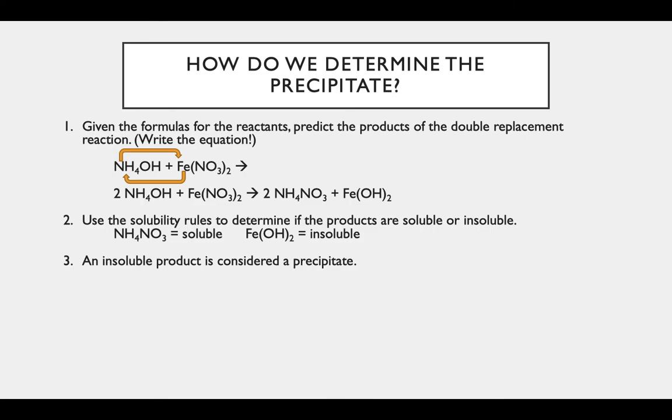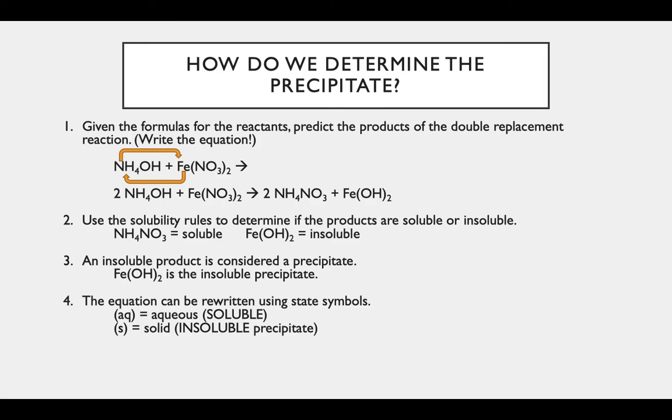So iron hydroxide would be the precipitate, that solid that I noticed forming in the test tube during this chemical reaction. Once we've written out the equation and determined the solubility of each of the products, we can put state symbols next to each chemical formula in that chemical equation to describe it. If that compound is soluble, based on our solubility rules, then we put (aq) in parentheses after it. That means that it's dissolved in water. An aqueous solution is one in which water is a solvent. If we determine that the product is a solid, then we put an (s) in parentheses after its formula.